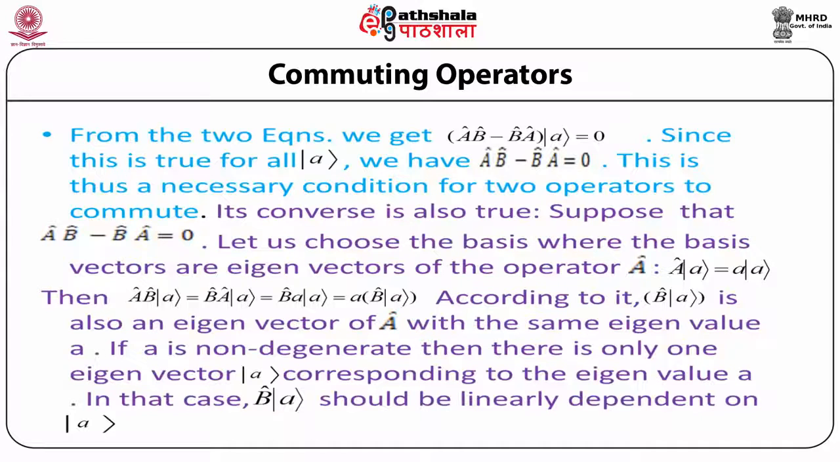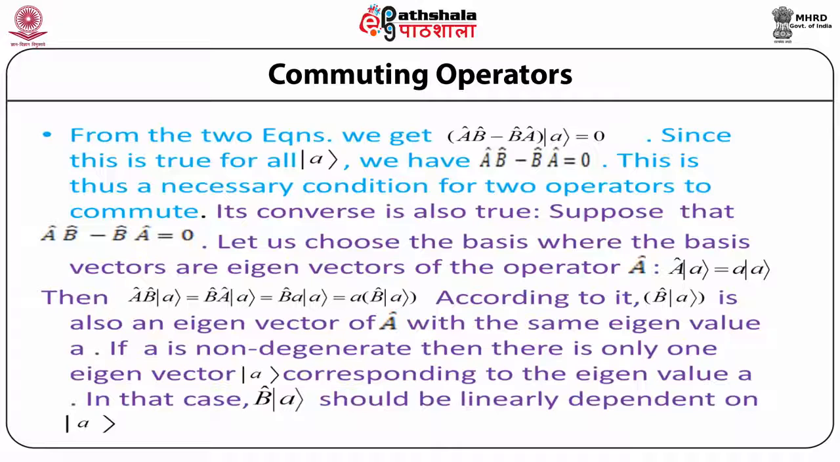Then operator A, operator B acting on ket vector A is equal to operator B, operator A acting on ket vector A, which is equal to operator B times A times ket vector A, which is equal to A times operator B acting on ket vector A, where A is the eigenvalue corresponding to operator A acting on ket vector A. Accordingly, operator B acting on ket vector A is also an eigenvector of operator A with the same eigenvalue A. Now, if the eigenvalue A is non-degenerate, then there is only one eigenvector, ket vector A, corresponding to the eigenvalue A.